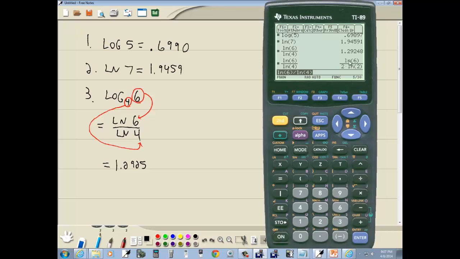natural log of 6 over natural log of 4, we get this right here. That seems weird. Some of the answers you get, it's just like, oh, that's just totally bizarre. If you're wondering, well, how in the world did they get that? All of a sudden it just switched.